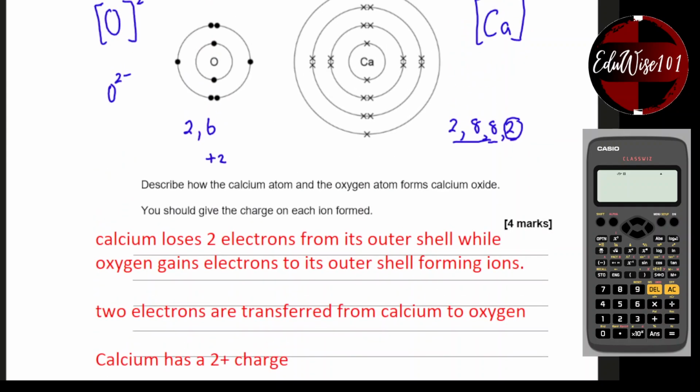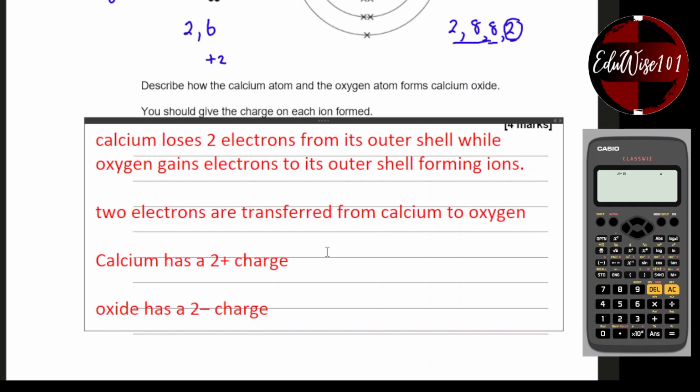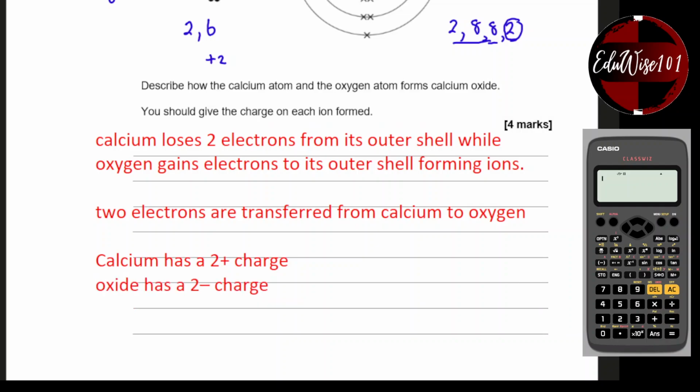Calcium loses 2 electrons from its outer shell, while oxygen gains 2 electrons to its outer shell, forming ions. 2 electrons are transferred from calcium to oxygen. Calcium has a 2 plus charge, and oxide, or the oxygen, has a 2 minus charge. That gives you the 4 marks.